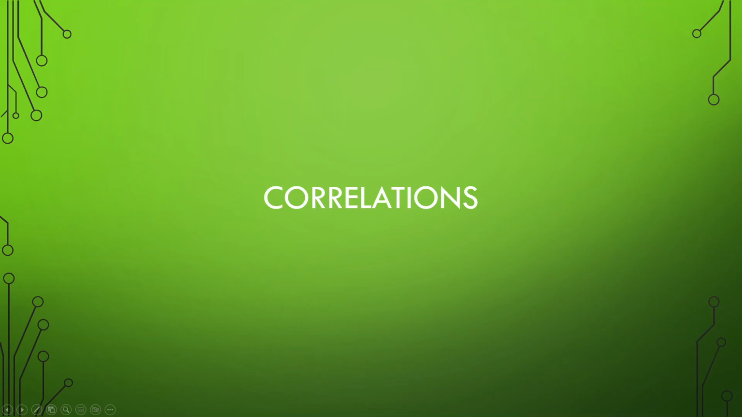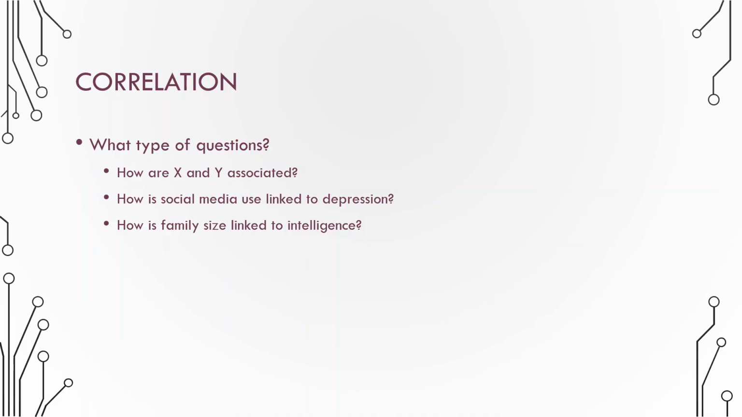All right, our first analysis that we're going to cover here is correlations. So what types of questions are we asking with correlations? Now, first, I want you to remember that for correlations, we need to have two continuous or ordinal variables. That's the foundation of how this analysis works. So we're asking how those two variables are associated with each other.